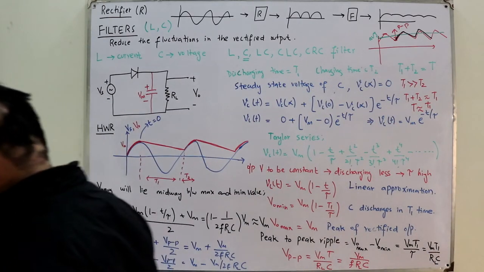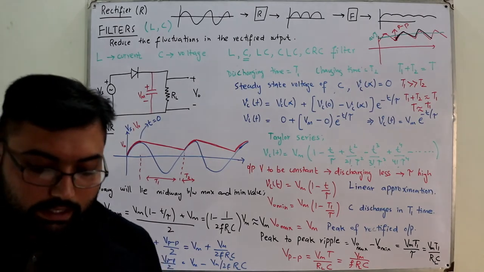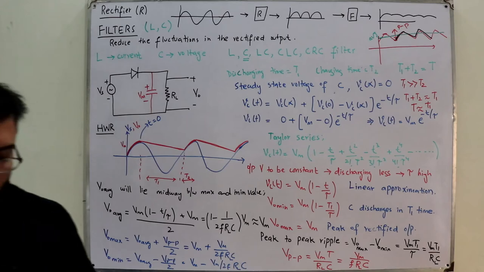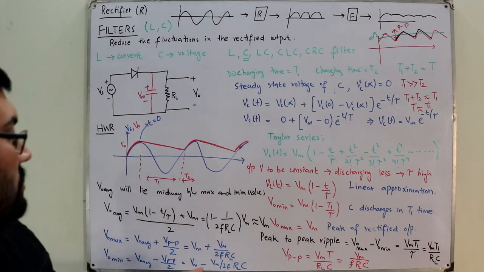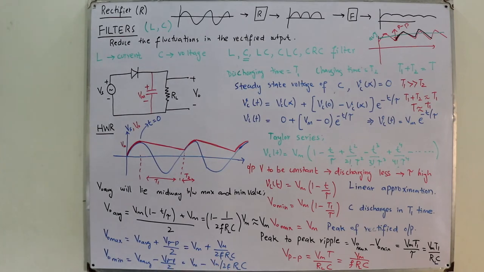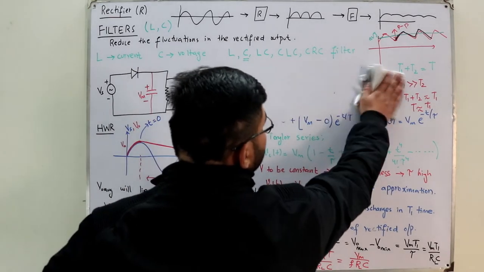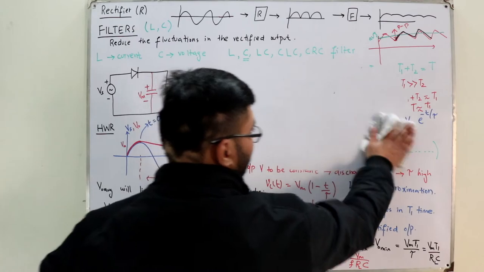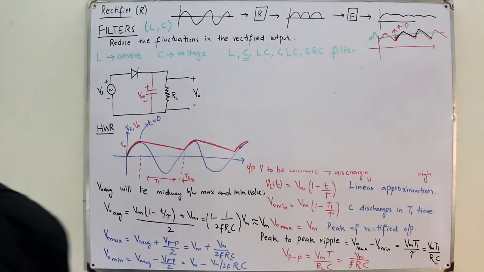Next, ripple. What is ripple? So ripple is the fluctuations. This peak to peak, you could say in other terms, is again the fluctuation, right? So you could say that this is the ripple. So how do we do this? So let's say we just have a little space on the board. So ripple.